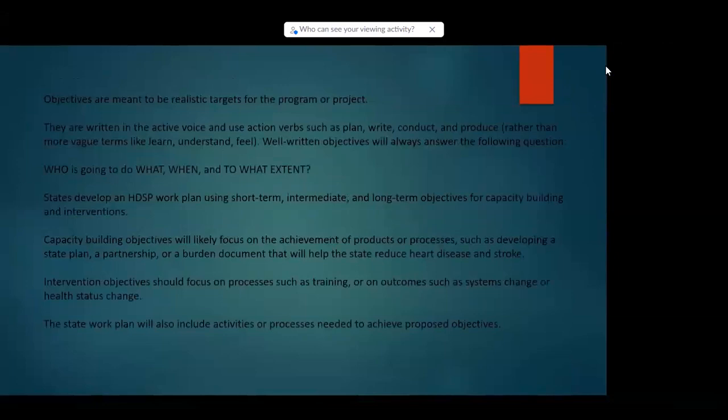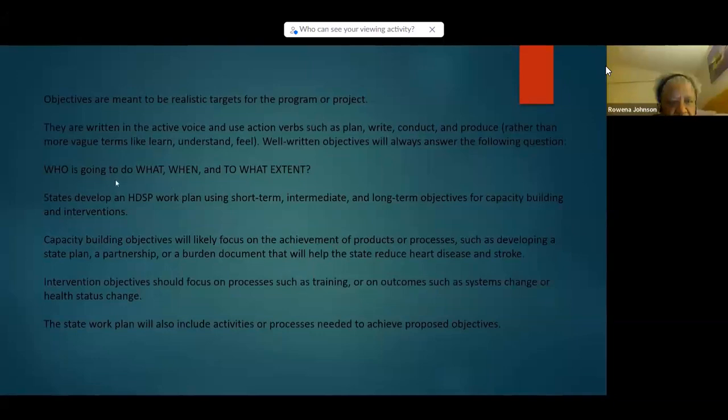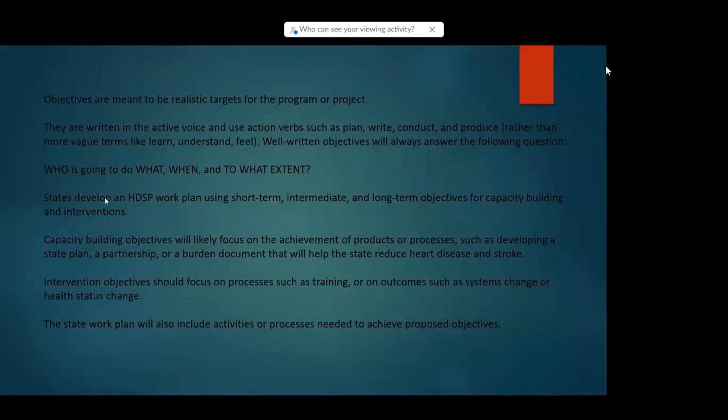Okay, they continue to talk about objectives. Talk about objectives related to the who. The who is who's going to do what, when, and to what extent. This is not making sense to you now, but don't worry about it, because you're first getting introduced to this. But I promise you, by lesson two, when we come back with a refresher course, you will know all of this. And you're going to appreciate it.